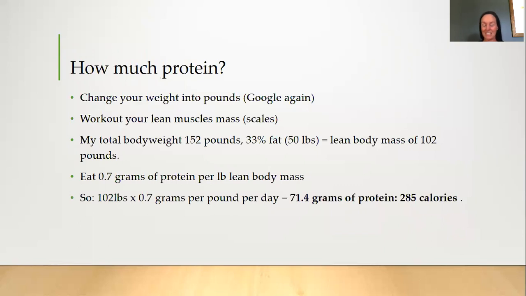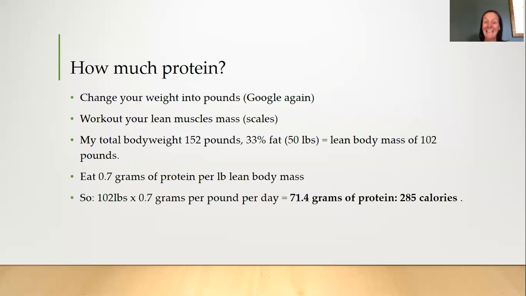Now, how much protein? You really need to work out your weight in pounds, because I don't know what the equation is in kilos. You can tell I've been trained by an American. So Google it, good old Google. What you need to do is jump on the scales and work out your lean muscle mass. So here's mine. I'm keeping it real. My total body weight is 152 pounds, of which 33% is fat, which is 50 pounds of fat. My body's going to go crazy on all of this amazing energy that's there for the taking. So my lean body mass is 102 pounds. I hope you're keeping up.